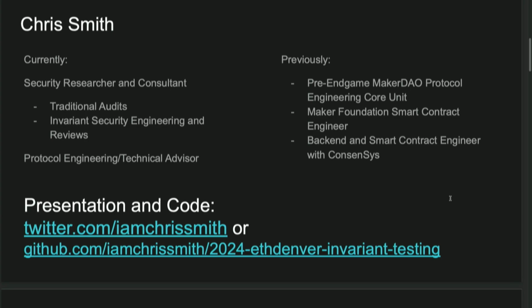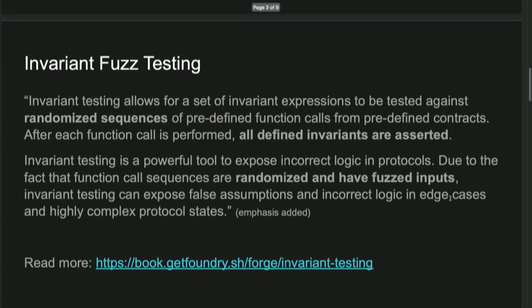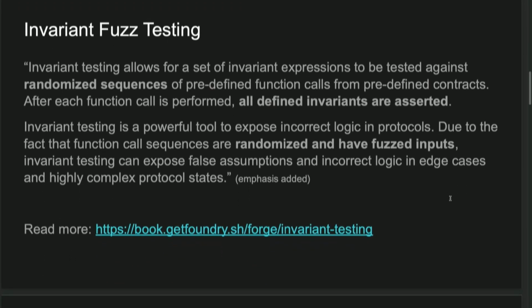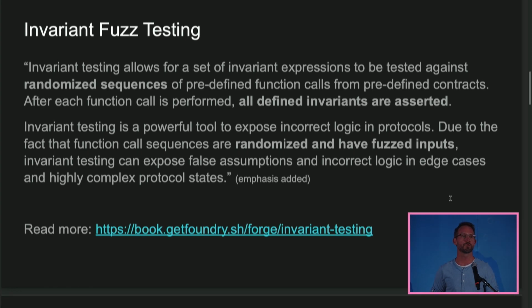All right, so we're going to be talking about invariant fuzz testing. Invariant testing is a tool that you can use to augment your unit testing, your integration testing, and what you're already doing to secure and test your protocol to make sure things are working correctly. It can also be called forge invariant testing, or stateful fuzz testing. I'll be talking specifically about how to do this within the Foundry Forge tool set.